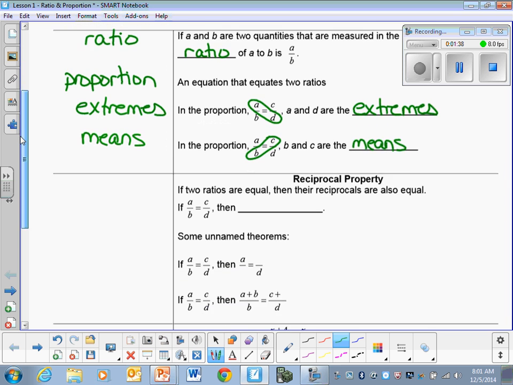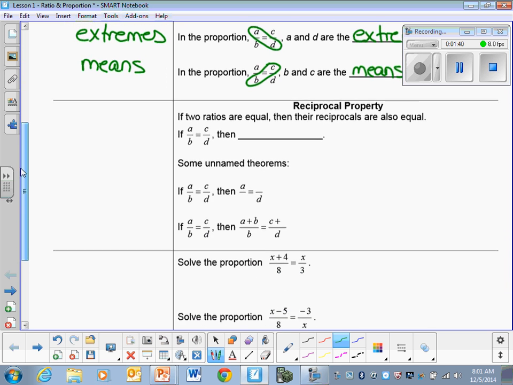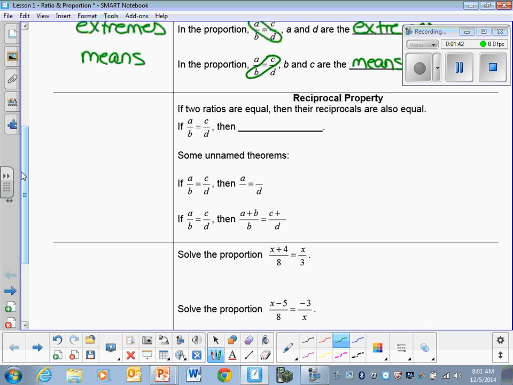We have some properties, theorems, that deal with proportions. The first one actually has a name, the reciprocal property. If two ratios are equal, then their reciprocals are also equal. So if A over B equals C over D, then B over A equals D over C.